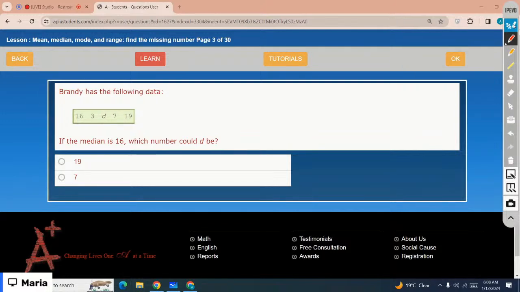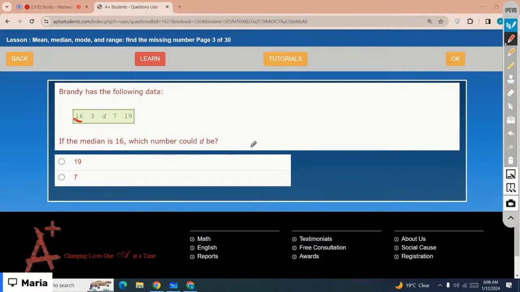Median, sorry. The median is 16. So just go through the definition of the median, right? Median is the number that divides the whole data into two equal groups, right? Before the median, you have all the numbers that are less than the median, and after the median, you have all the numbers that are greater than 16.